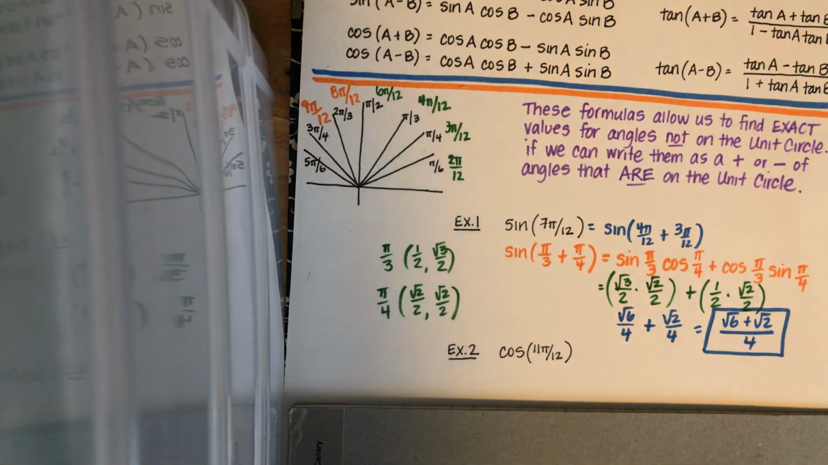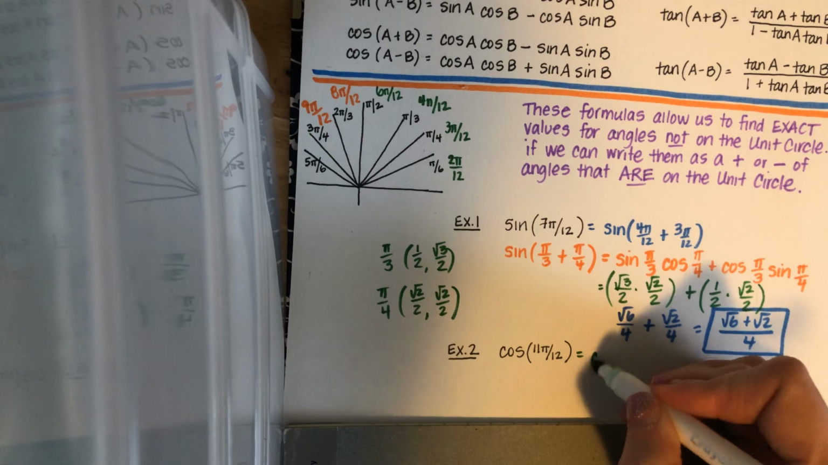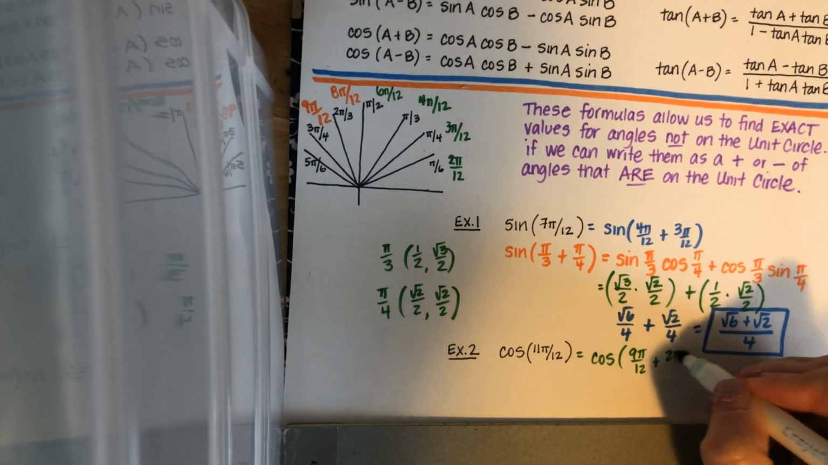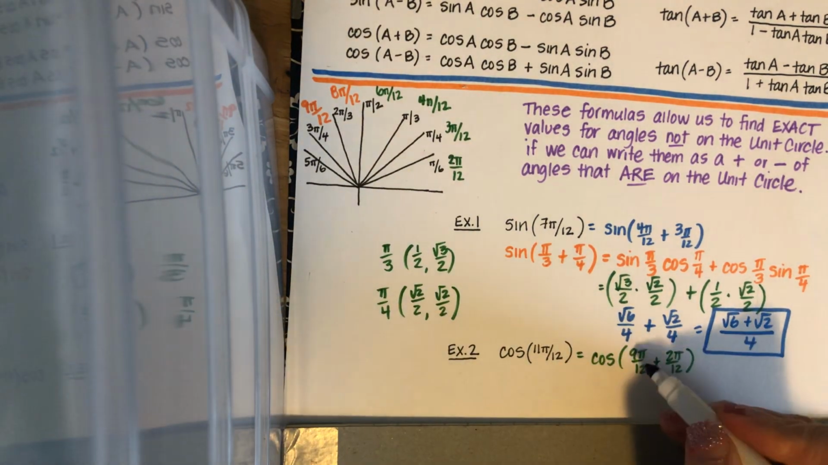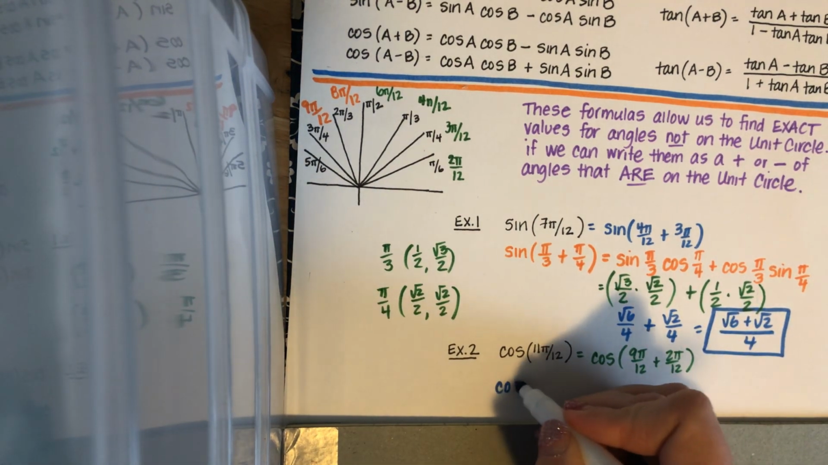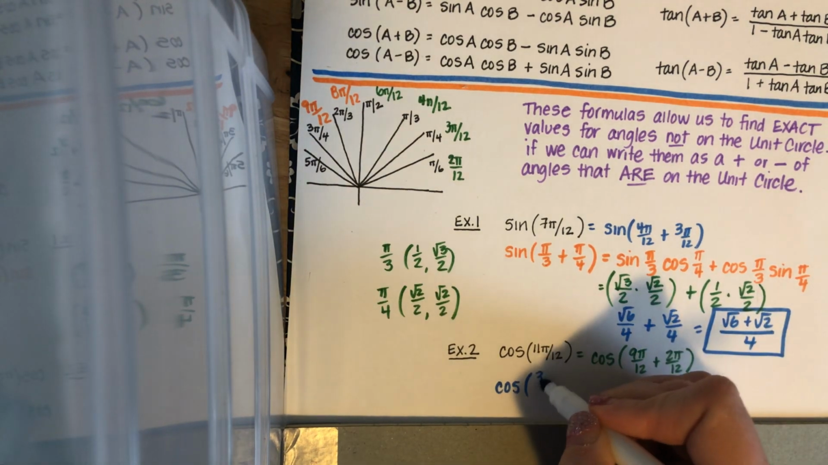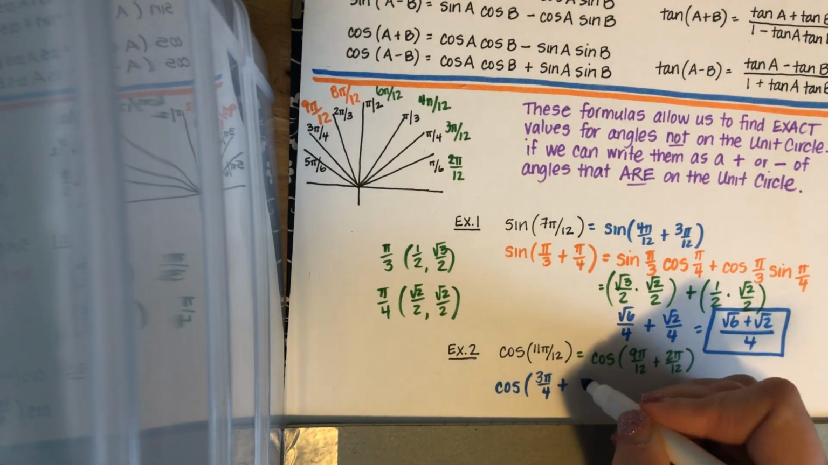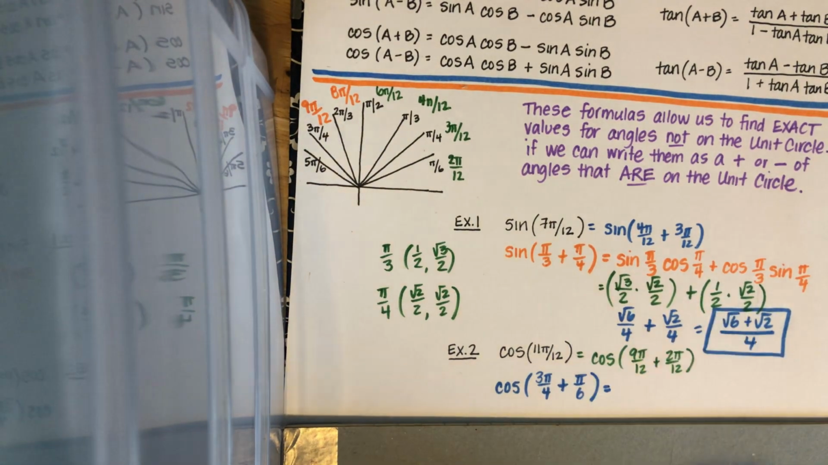Let's go ahead and start with green, I guess. Okay, so the first thing I'm going to say is that this is the same thing as cosine of 9 pi over 12 plus 2 pi over 12. That's my initial breakdown. Now I'm going to rewrite that in terms of the angle we would recognize on a unit circle. So that is going to be cosine of 3 pi over 4 plus pi over 6.